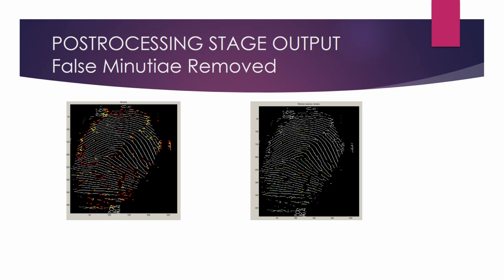So here is the post-processing stage output. The right side image is the image after we have removed the false minutiae, and we can see that the number of minutiae here is comparatively lesser than the left one, which is the output of the previous stage and has false minutiae. After the post-processing stage, those false minutiae points are removed, and we have the proper minutiae points.